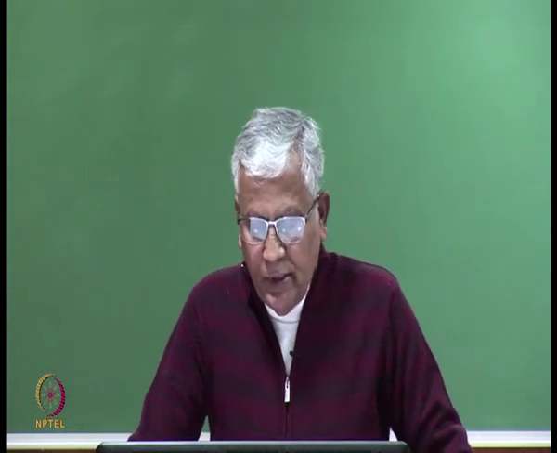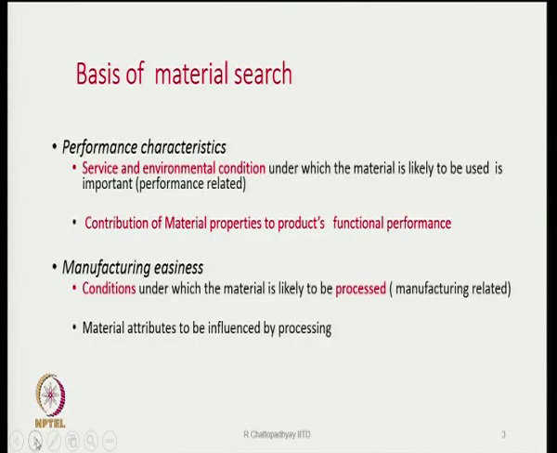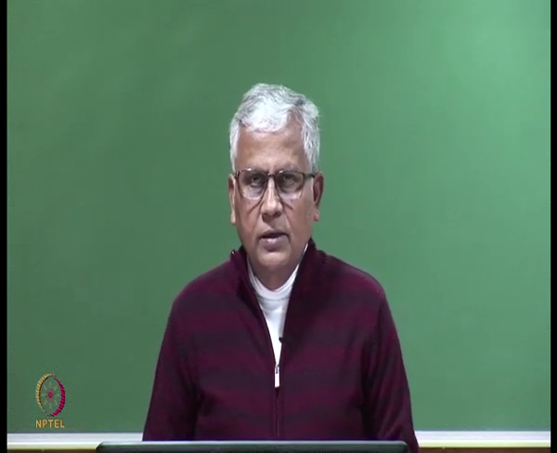The other one is contribution of the material properties to the product's functional performance. That is the most important criteria, that the properties of the material should be such that it should meet the functional performance requirements of the product. And manufacturing easiness, we have already discussed. Here we have to see the condition under which the material is likely to be processed, that we have to keep in mind. What kind of conditions we maintain in the shop floor, what sort of technology we have to process this material, these aspects also need to be kept in mind while choosing.